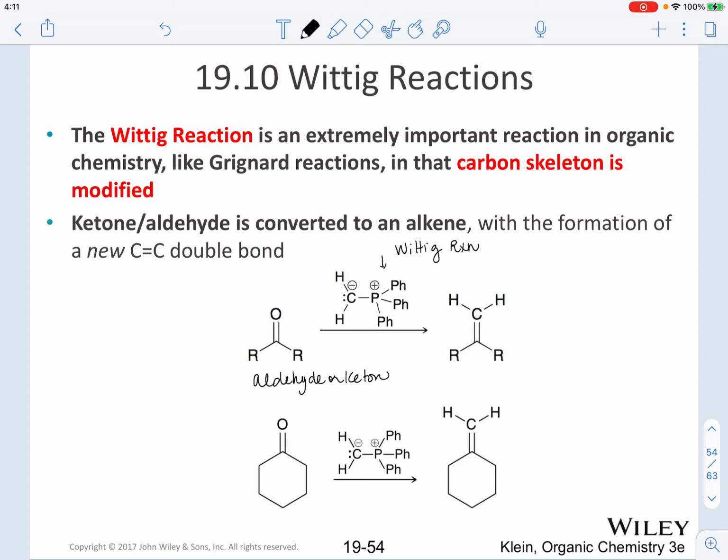So, in this Wittig reaction, this Wittig reagent, I should say, what it's going to be making possible is that the oxygen atom in our carbonyl is going to be replaced by the carbon that is part of that Wittig reagent. Okay, so here we just have 2 examples of the reaction itself.